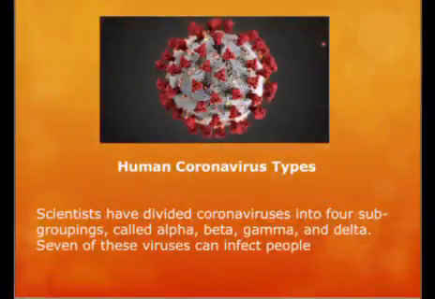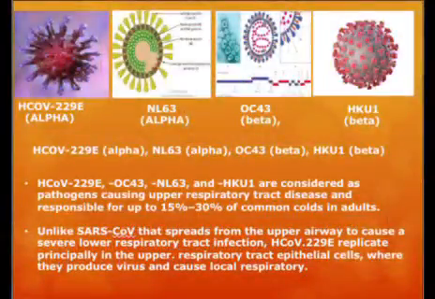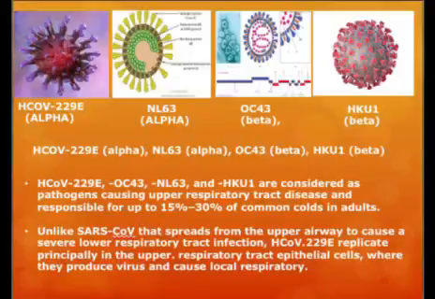Human coronavirus types. Scientists have divided coronaviruses into 4 subgroupings called Alpha, Beta, Gamma, and Delta. 7 of these viruses can infect people. HCoV-229E, OC43, NL63, and HKU1 are considered pathogens causing upper respiratory tract disease and responsible for up to 15% to 30% of common colds in adults.